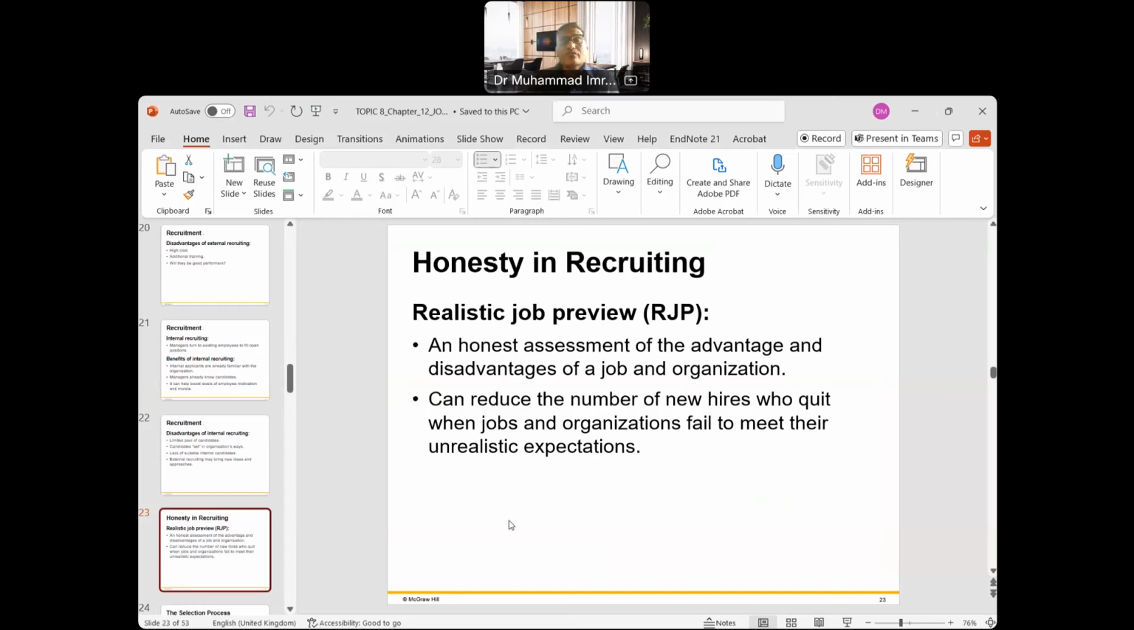So, honesty with recruiting. Realistic job preview: an honest assessment of the advantages and disadvantages of the job. We must tell our employees the realistic view when we are going to recruit. If you do not tell them the reality of what you are demanding, and then you give different tasks to them, what will happen? A realistic preview can reduce the number of new hires who quit when jobs and organizations fail to meet their unrealistic expectations. They will leave the job within one year, by the way.